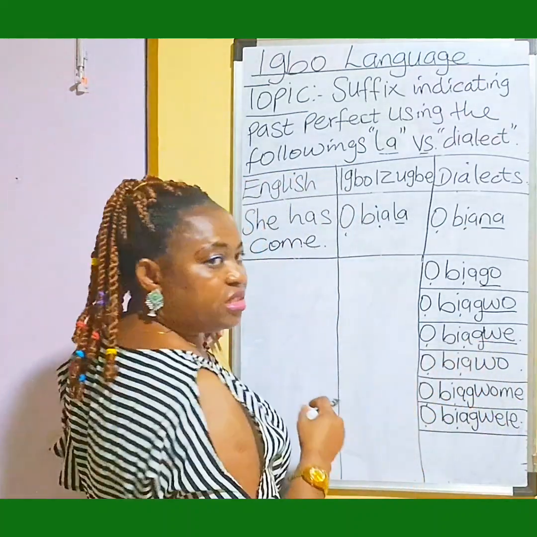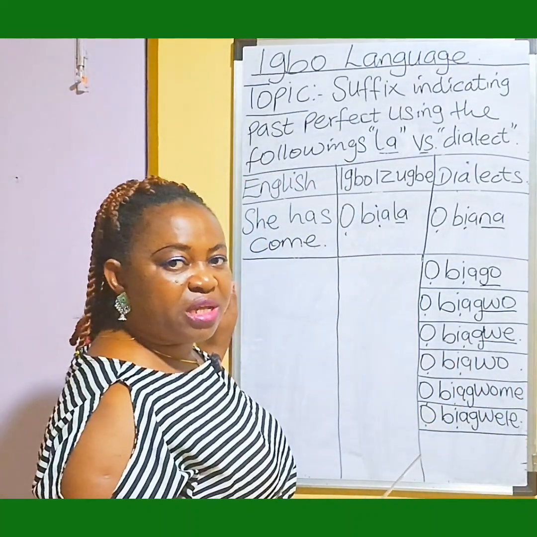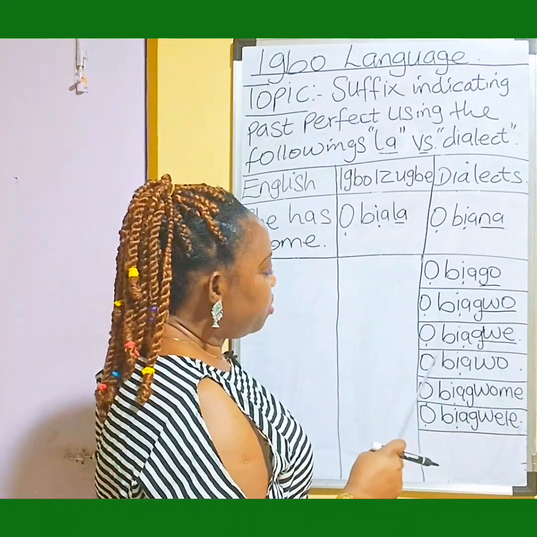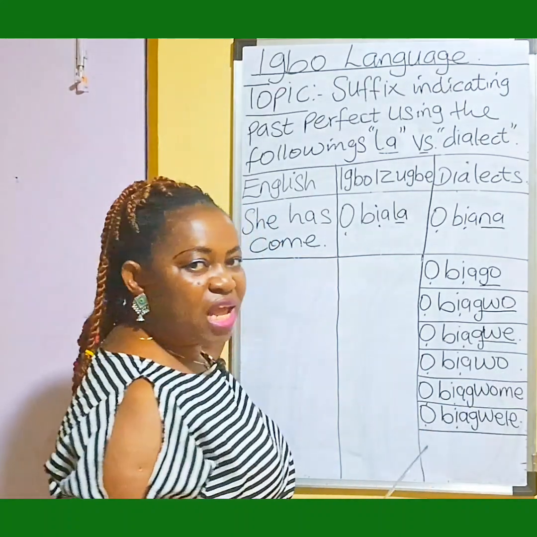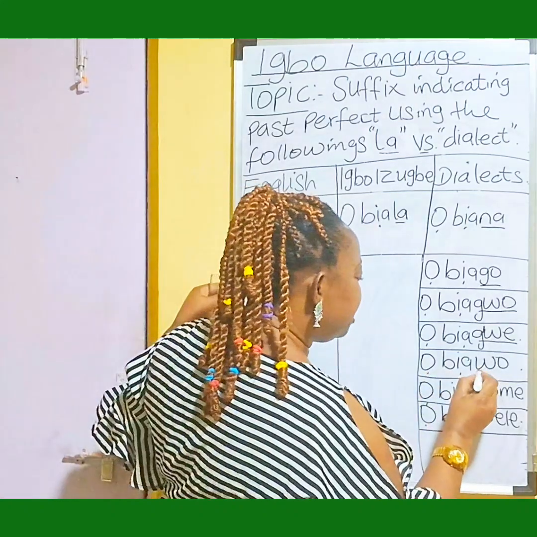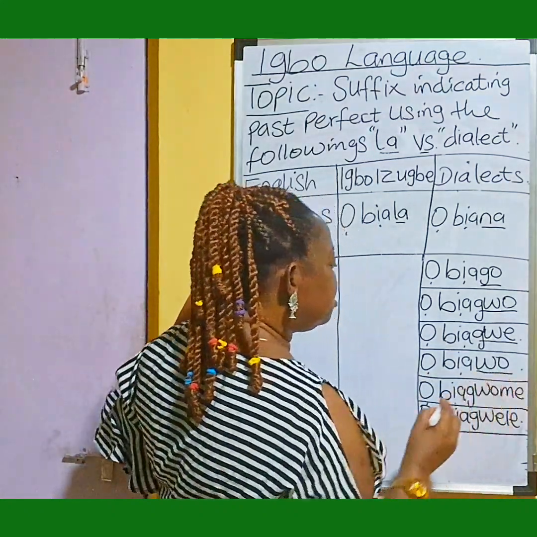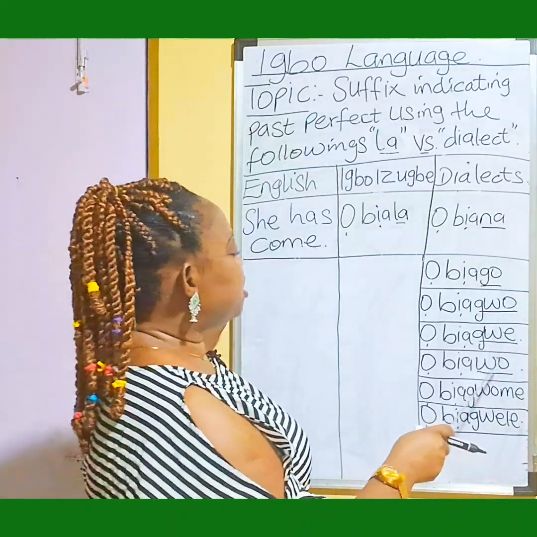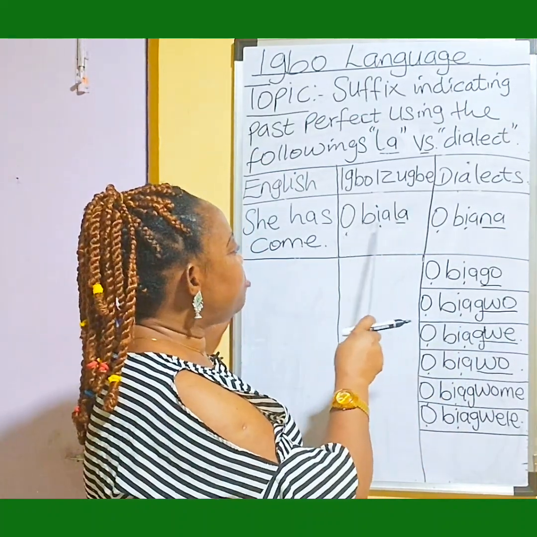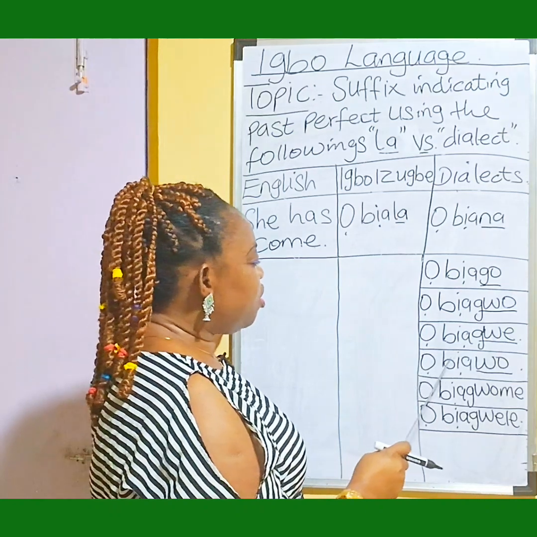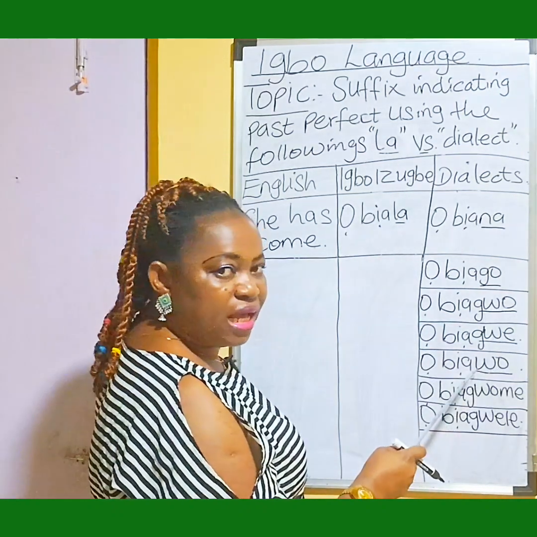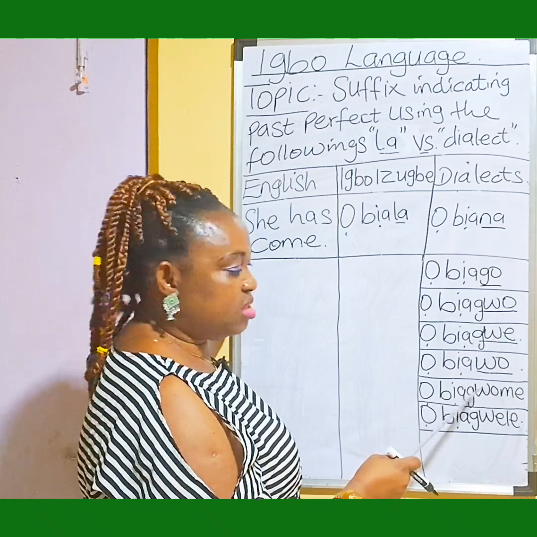This is our suffixes in Olumba dialect. Obiawo. Class, say it. Obiawo. You have seen another change from the dialect. This one is Obiala. This one says Obiago. This is Olumba dialect, one of the Igbo communities.